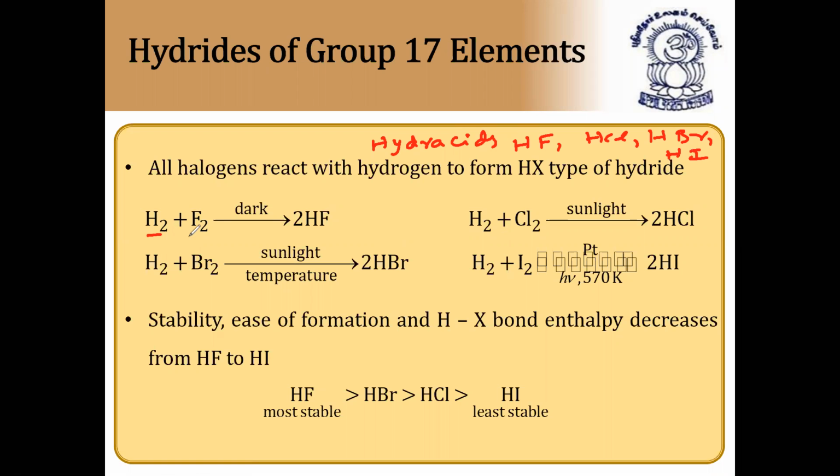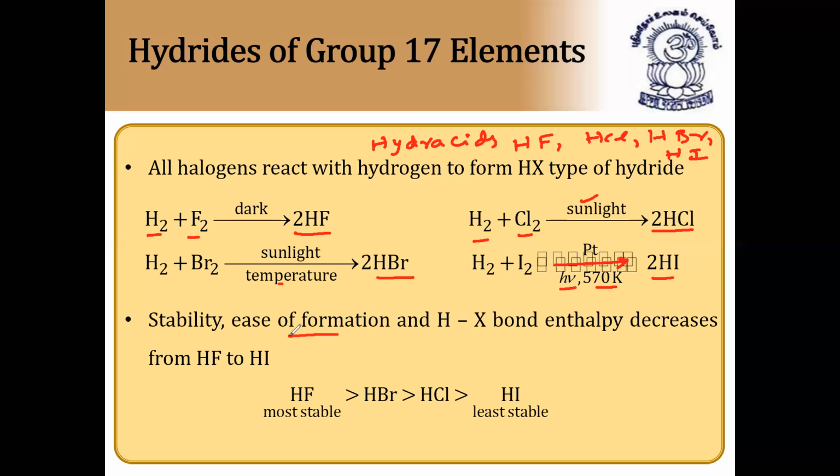They combine directly with hydrogen. Fluorine combines with hydrogen in the dark and forms 2 moles of hydrogen fluoride. Chlorine combines with hydrogen only in the presence of sunlight and forms 2 moles of HCl. Hydrogen combines with bromine in the presence of sunlight at high temperature, forming 2 moles of hydrogen bromide. And hydrogen combines with iodine in the presence of platinum as catalyst at 570 kelvin, forming hydrogen iodide.